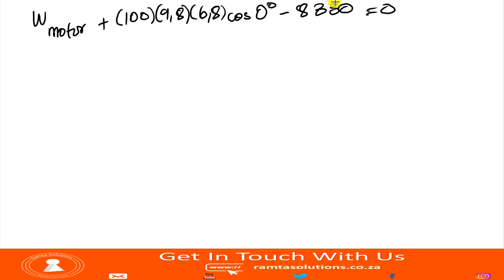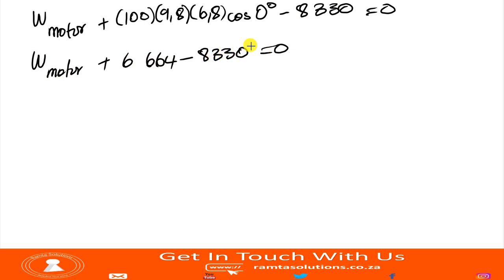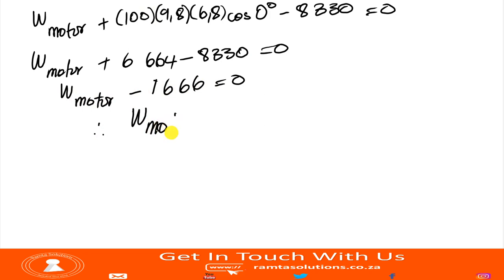What is it? It is 6,664. So work done by the motor plus 6,664 minus 8,330 equals 0. So this answer minus 8,330 gives: work done by the motor minus 1,666 is equal to 0. Therefore, work done by the motor is equal to 1,666 joules. So the motor does positive work as well.